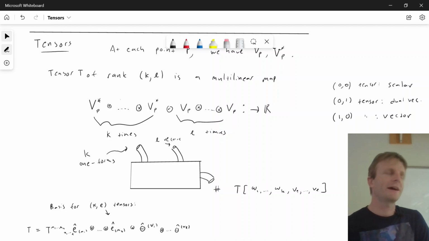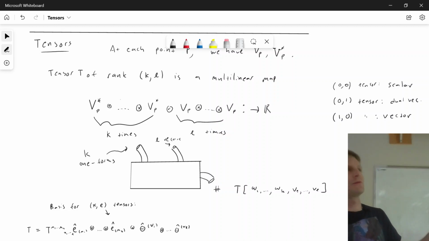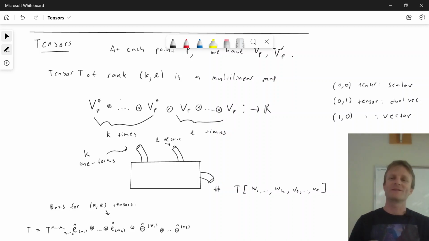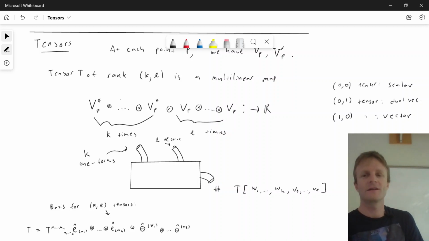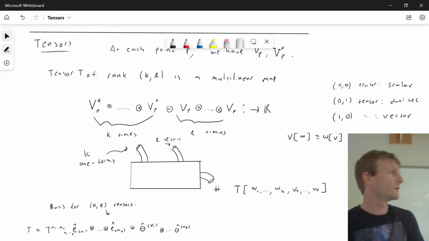And why is that? Well, it has to do with this funny business of the double dual being isomorphic to the original vector space, right? So the way we've defined tensors here, a (1,0) tensor is a map from one dual vector to the real numbers. And that map you can think of as: I'm just going to define v acting on omega, the vector acting on the 1-form, as the same thing as omega acting on the vector, which we already defined.